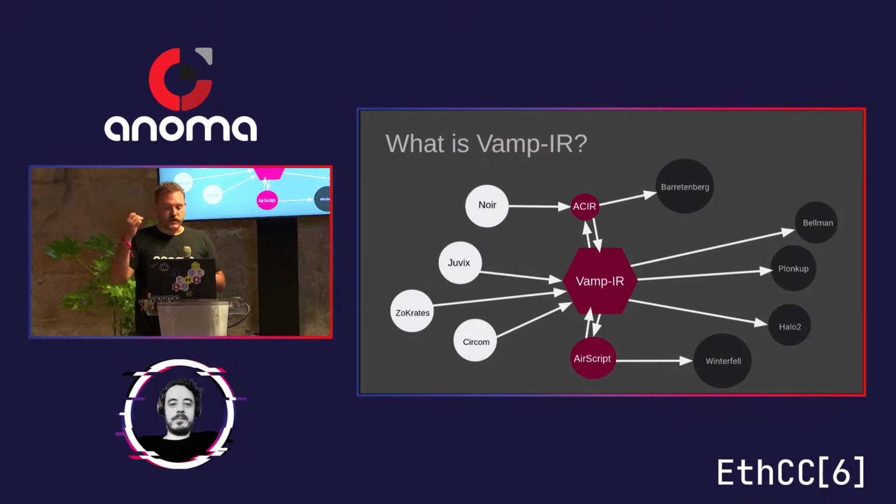And with ASIR and AirScript, for instance, we could write a circuit in Juvix and compile it to Barretenberg or Bellman, PlonkUp, Halo 2, or Winterfell, or any other thing that we write a compiler for. Someone could also write a compiler from, say, Socrates into VampIR, and now circuits written in Socrates have access to all of these different backends.